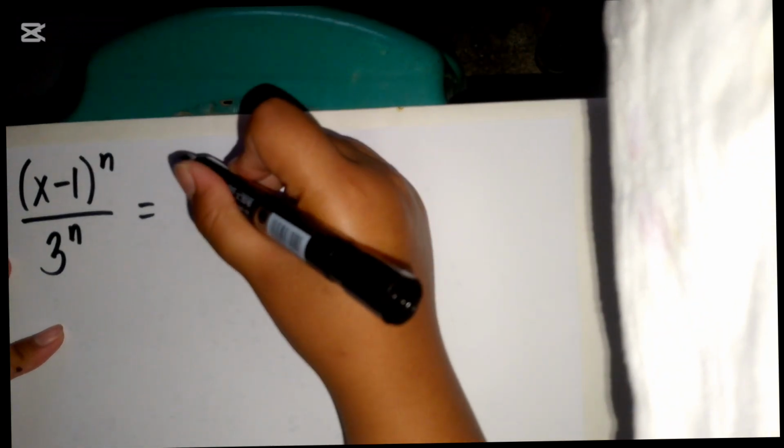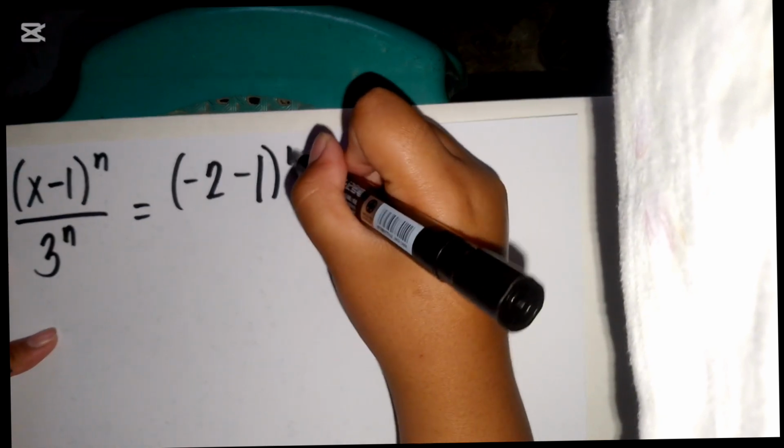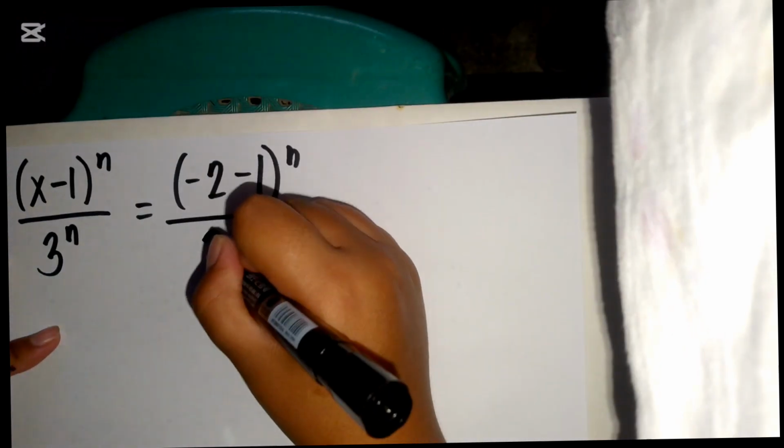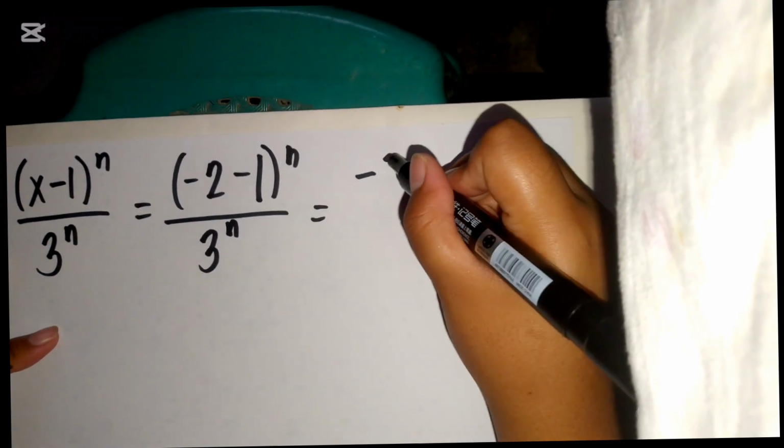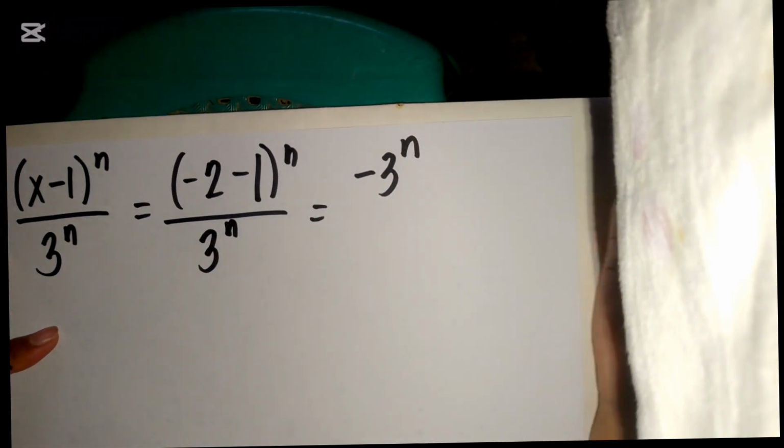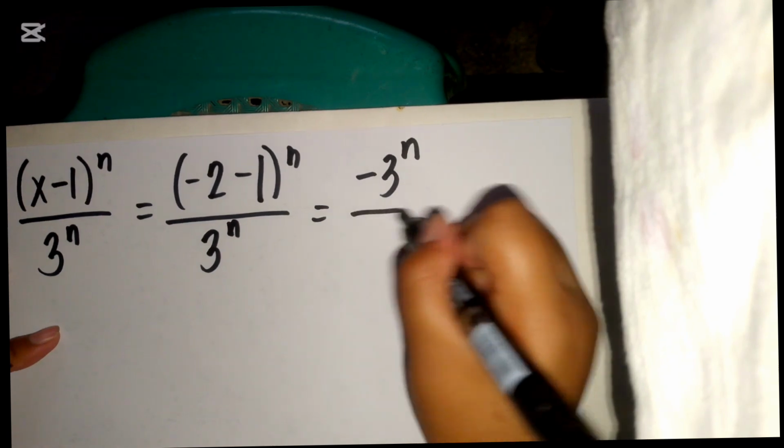Now, we will check if our given is correct, having the radius of 3 and the result will be equal to 1. So let us substitute the endpoint of negative 2, which will result in (negative 2 minus 1) raised to n over 3 raised to n, and it will be equal to (negative 3) raised to n over 3 raised to n.